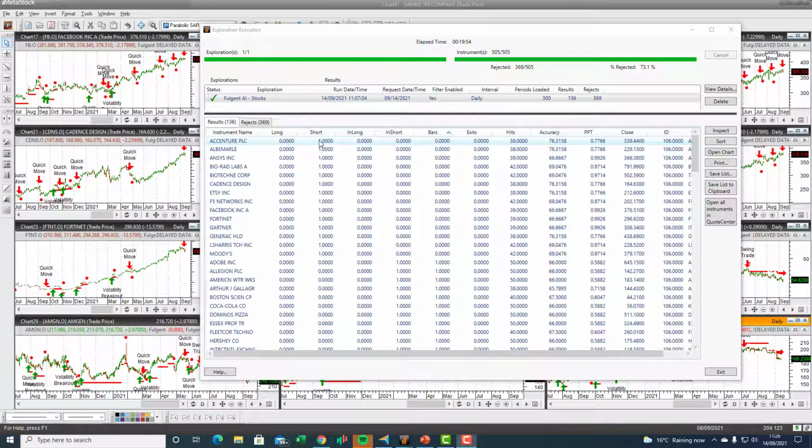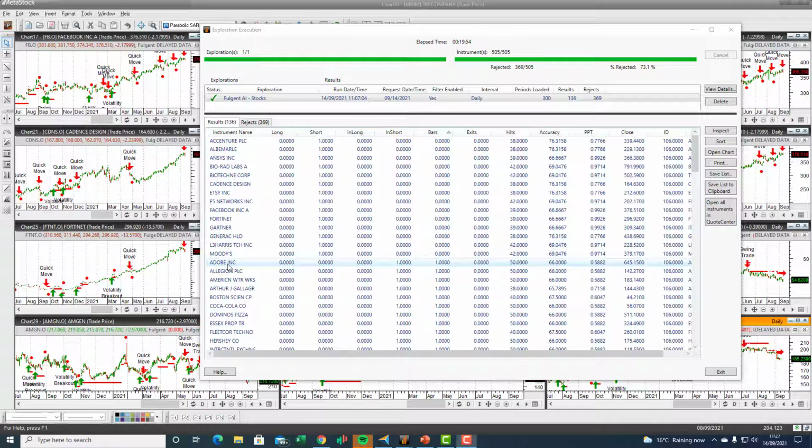Of the most recent short ideas, now these are code 106, so they are very, very quick moves. You're in on the day after the signal, and you're out 3 to 4 days later. So Accenture PLC, Able Marble, Ansys, Biorad Labs, Biotech Corp, Cadus Design, Etsy, F5 Networks, Facebook, Fortinet, Gartner. All these have generated fresh short ideas.